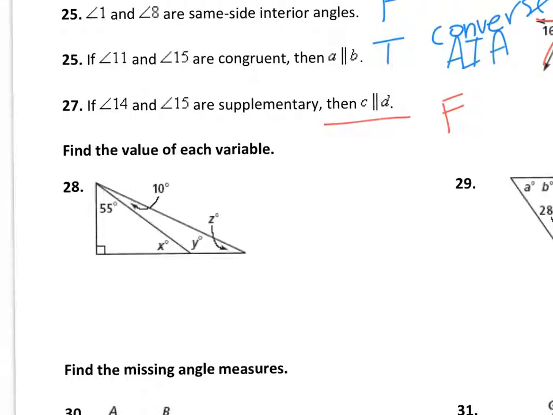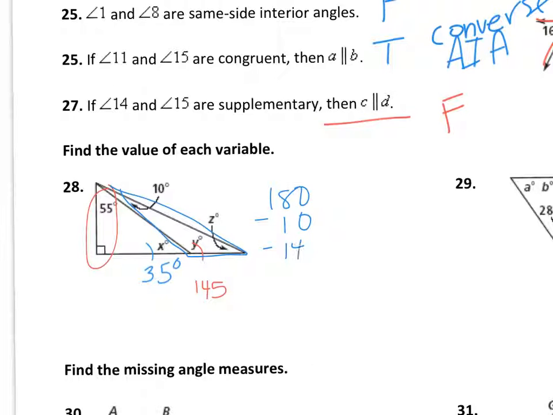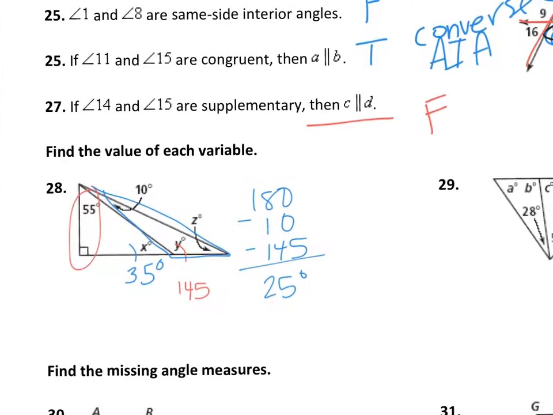And then number 28 and 29, using what we know about triangles, find the missing angle measure. So I know that this one has to be 35 degrees because of this triangle right here. So if X is 35, then Y is 145. Or you could have done that 90 and 55 add up to 145. And so Z is from this triangle, you do 180 minus 10 minus 145, which is 25 degrees.